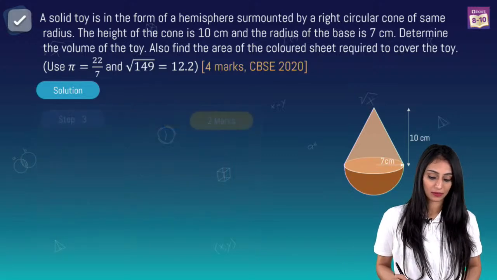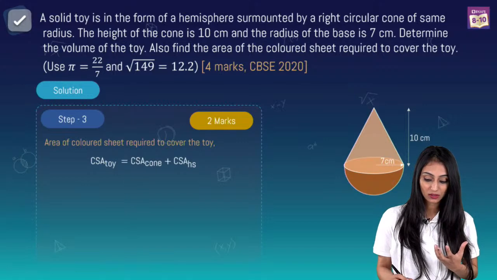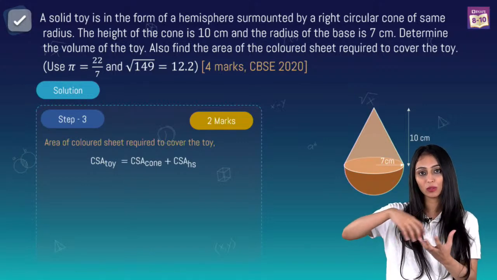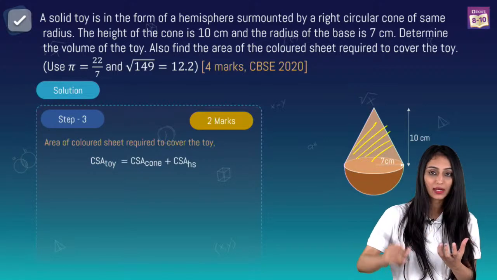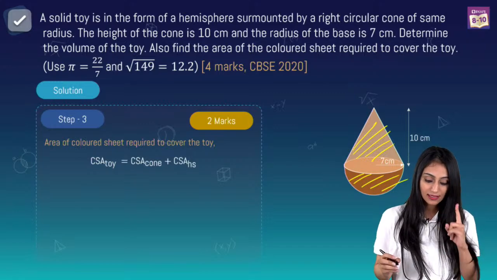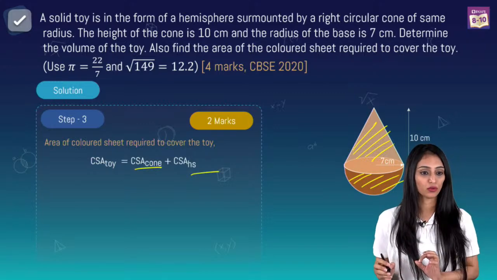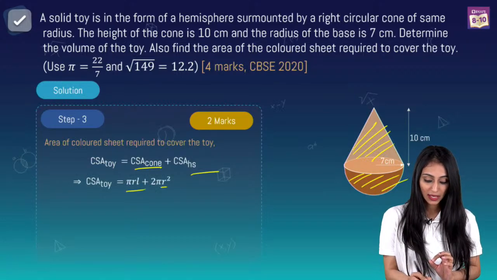Coming to the area part. So area of the colored sheet. To find out the area, the sheet will be covering the outer surface of this toy, right? So this will be covering the outer cone part and this part of hemisphere, correct? This is the reason I am finding out the curved surface area of both of them, right? So just put the formulas pi r L and 2 pi r square.